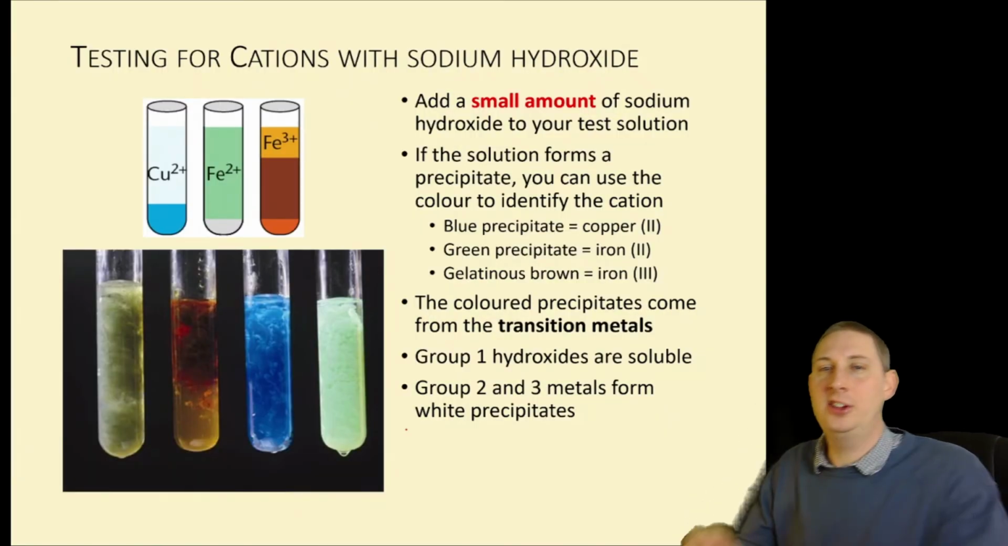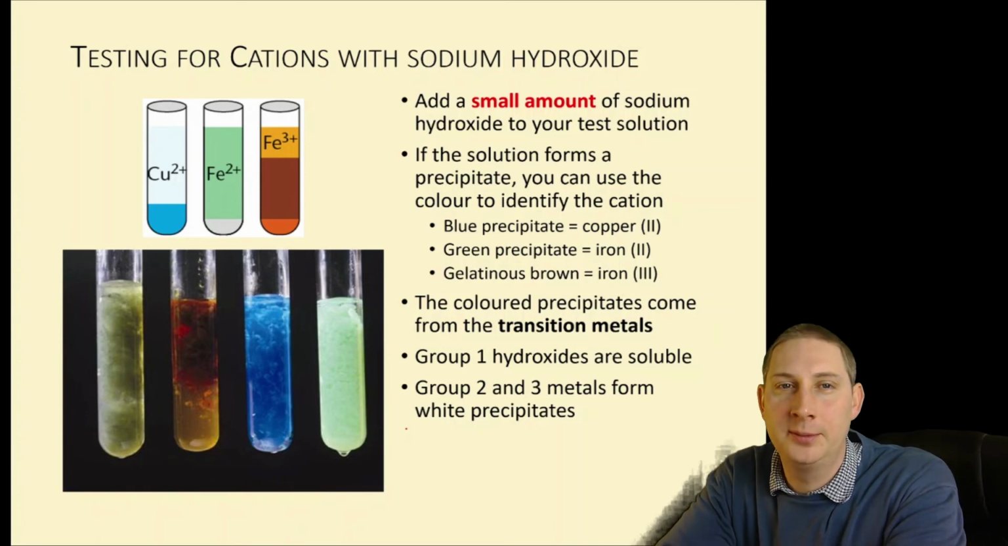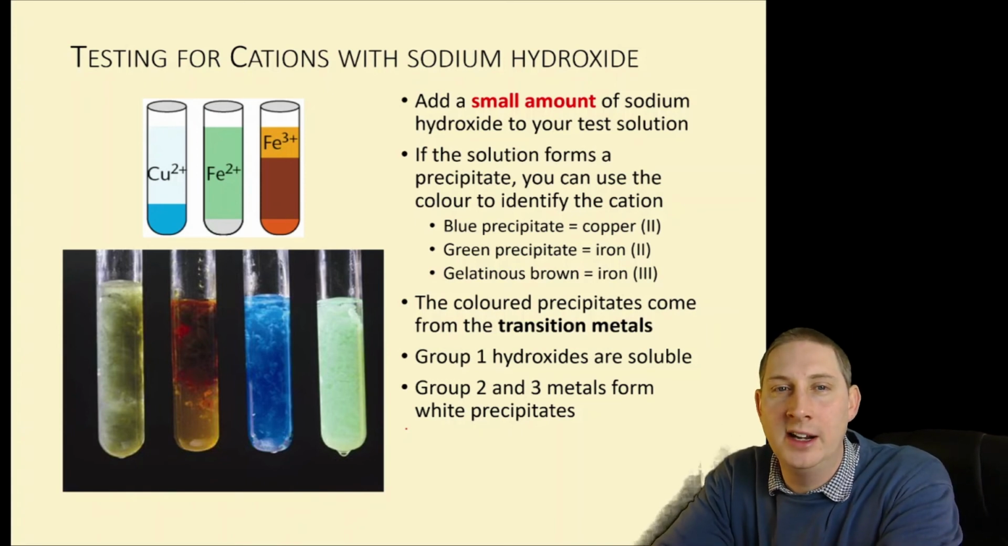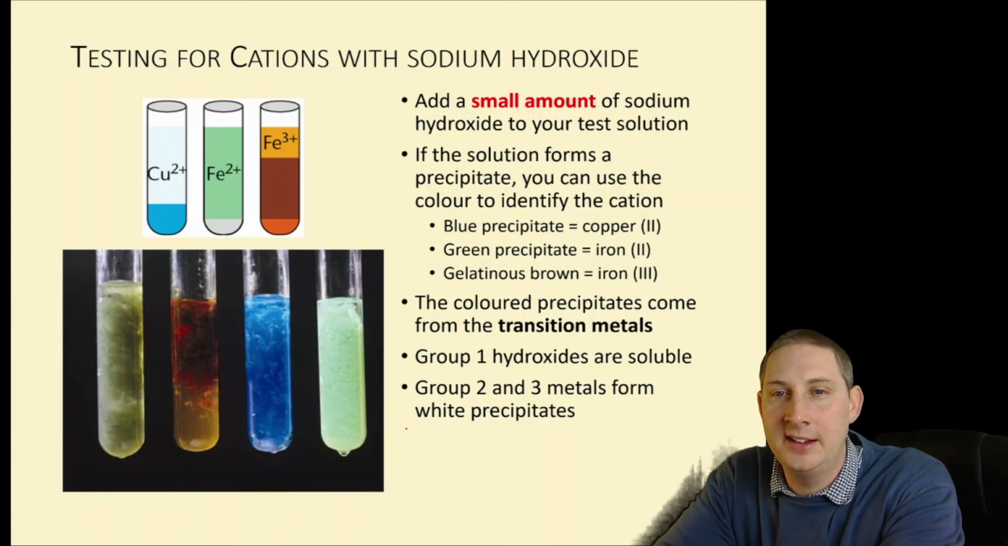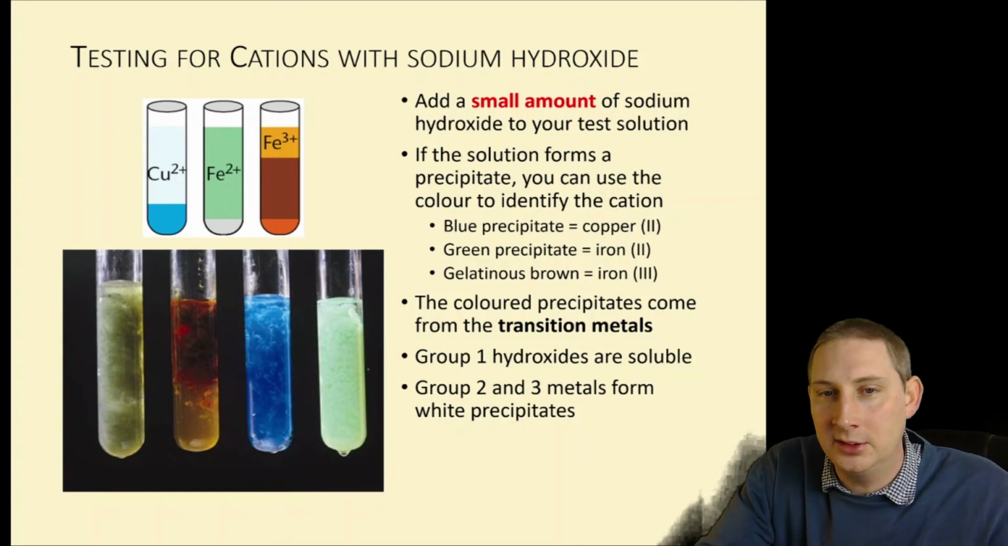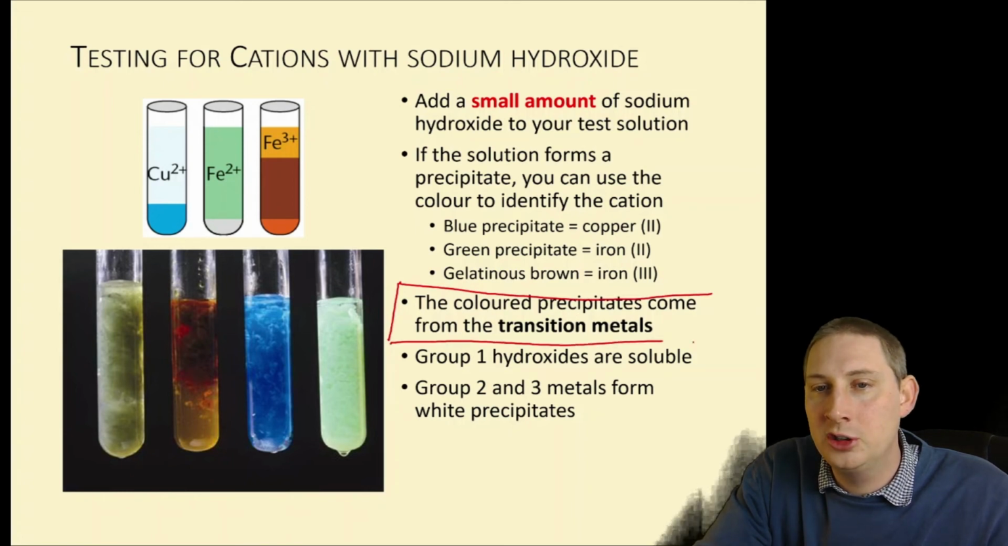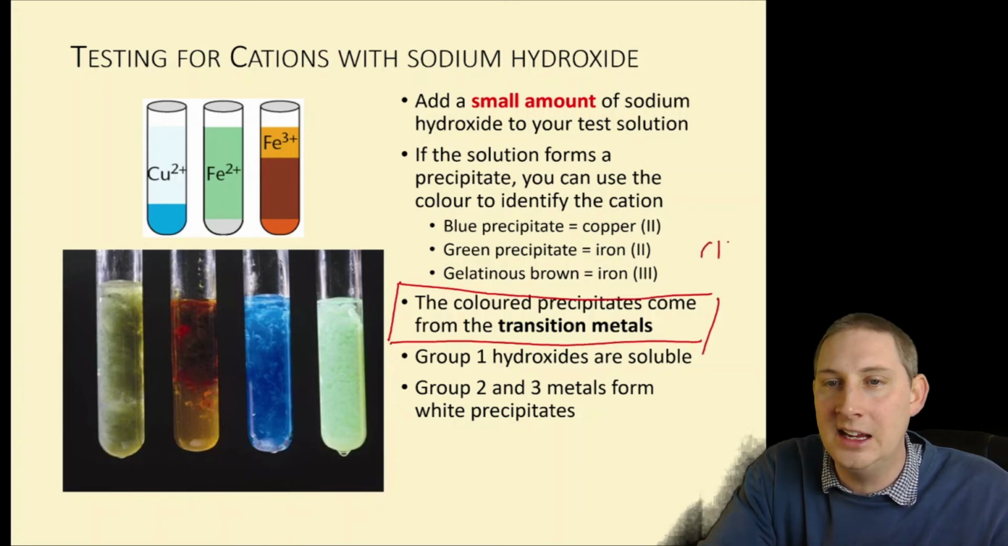Right, back to the easier stuff. This is how we tested for it. We added a small amount of sodium hydroxide: blue precipitate, copper 2; green precipitate, iron 2; gelatinous brown precipitate, iron 3, and these come from the transition metals. Okay, so these coloured precipitates come from transition metals, and again you should be familiar with that from C1.